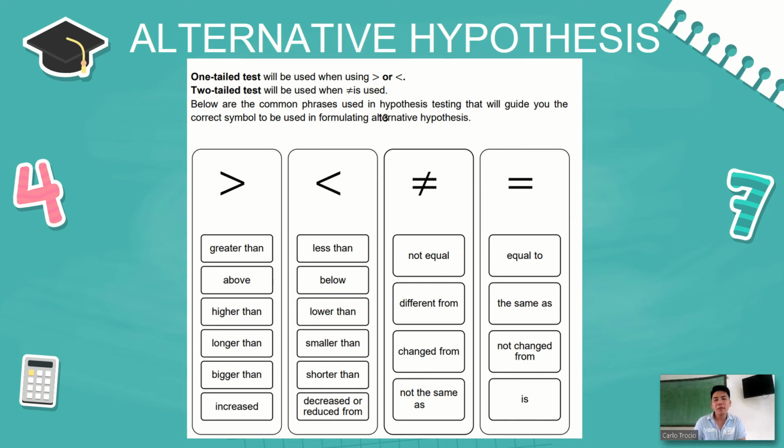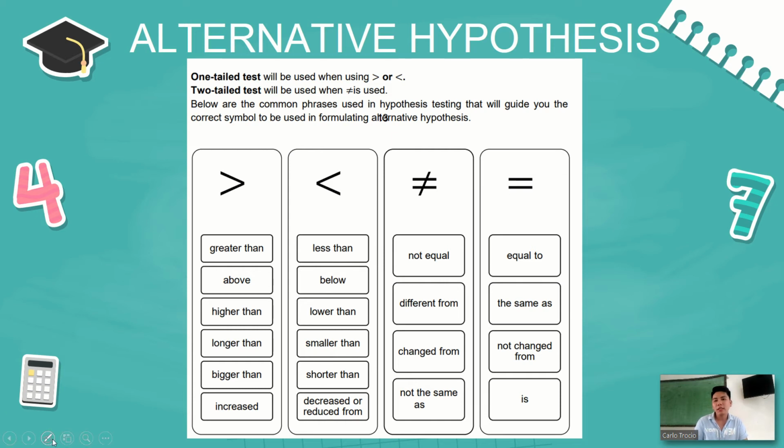So if in the statements you encounter, like, the amount of savings that we can get if we simplify our packaging style is less than the cost before, you choose a one-tailed test. If you can see these symbols, greater than or less than, or you can see these statements, higher than, longer than, bigger than, increase, greater than, above, and so on, as well as less than. If it is not equal, we do not know if it is less than or greater than, but it is not equal, so we use a two-tailed test.